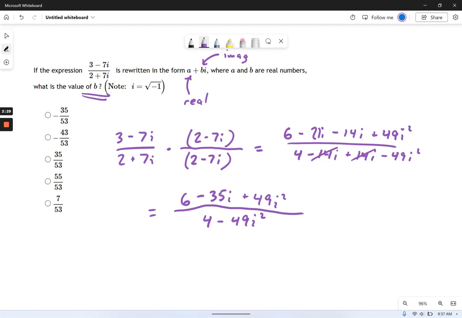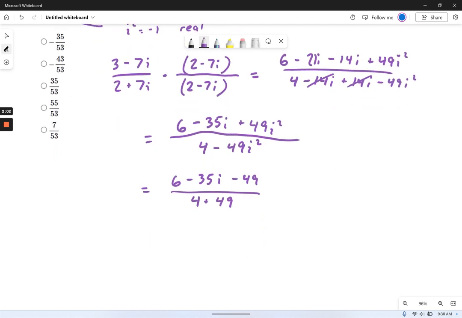Now, I haven't used anything about i so far. And remember what i is. i is the square root of negative 1. So what's i squared? That means i squared equals negative 1. And we can use that right here. Watch what happens. We get 6 minus 35i, and this becomes minus 49, over 4 plus 49.